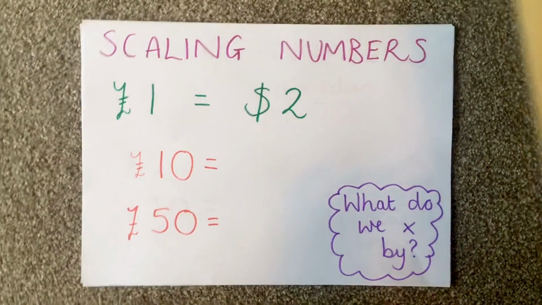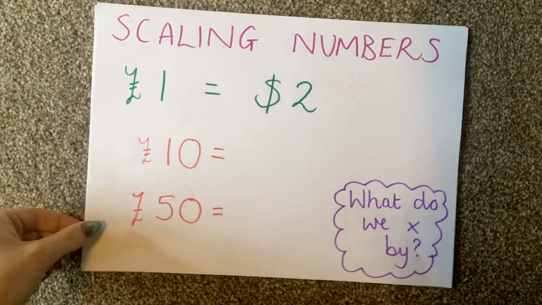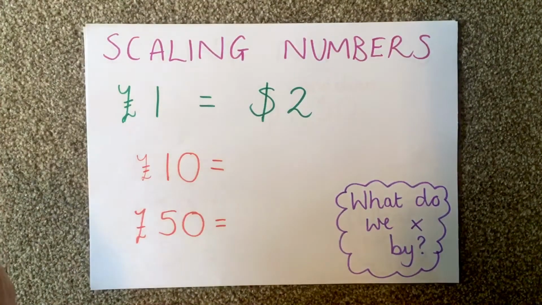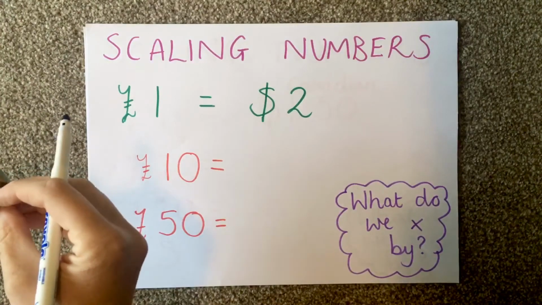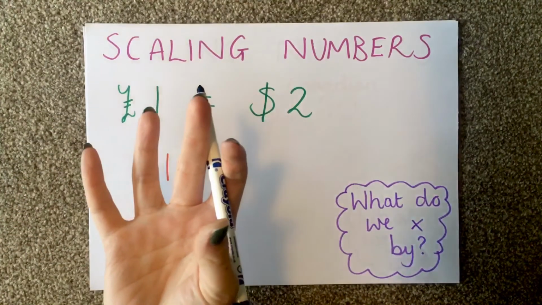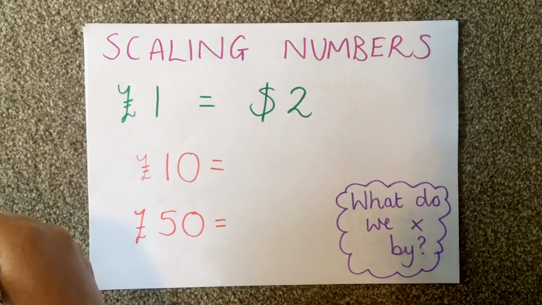When you go abroad into a different country where they have different currency, which means different money, you will need to use a skill called scaling, which is where you can take one number and make it into another number with proportion. I'll show you what we mean.